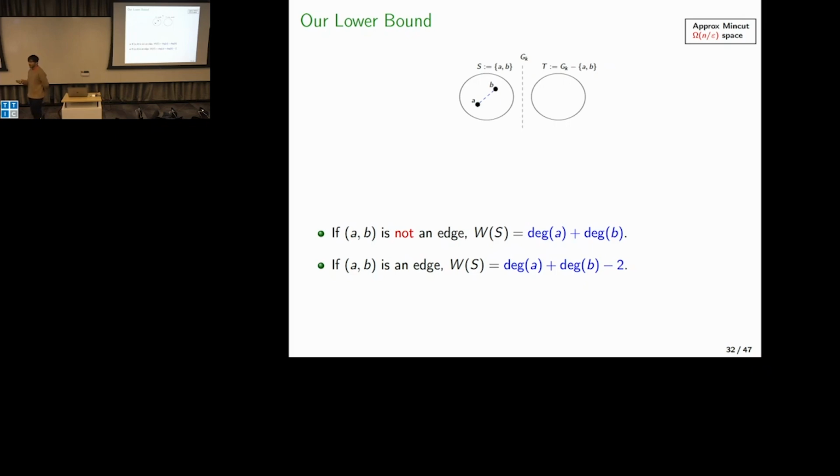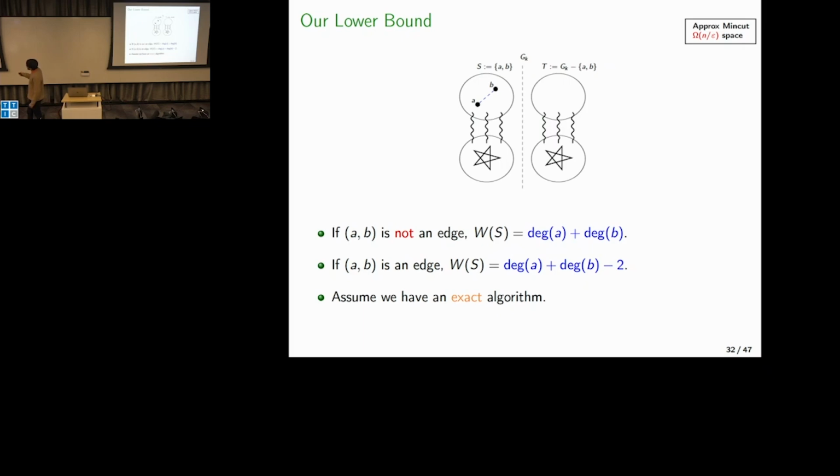But unfortunately, A just tells me something about the min cut. So let's make this the min cut. Another thing we're going to do is assume that we have an exact min cut algorithm and not an approximate algorithm, and then we'll get rid of this. So how do you make this the min cut? By adding large cliques on either side. So this is a clique of size, let's say, 10n.